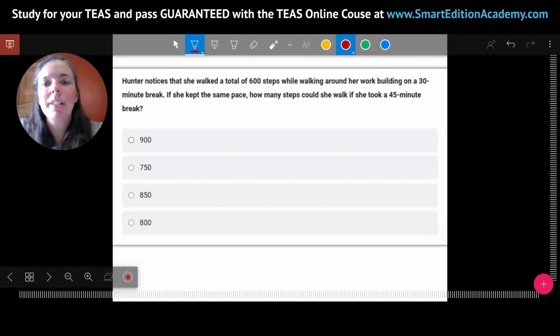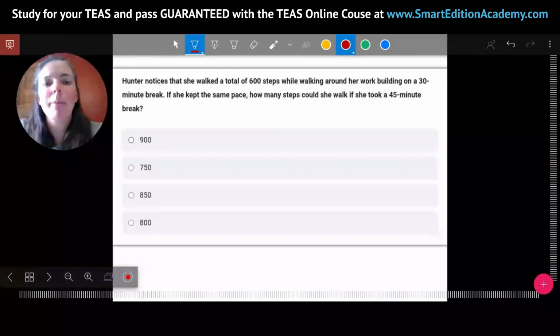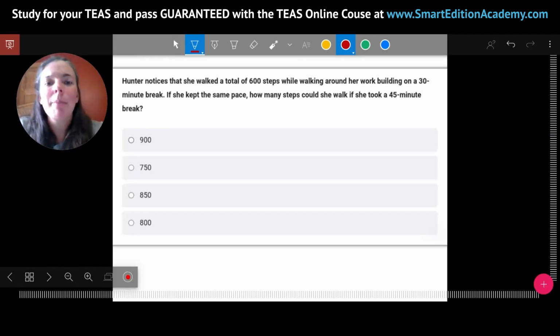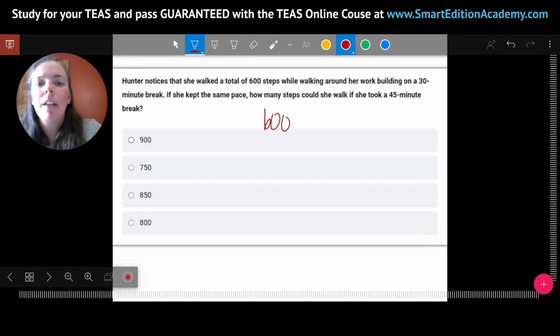Okay, Hunter notices that she walked a total of 600 steps while walking around her work building on a 30-minute break. If she kept the same pace, how many steps could she walk if she took a 45-minute break? Okay, so this question we can solve using a proportion. So 600 steps in 30 minutes is basically the ratio that we know.